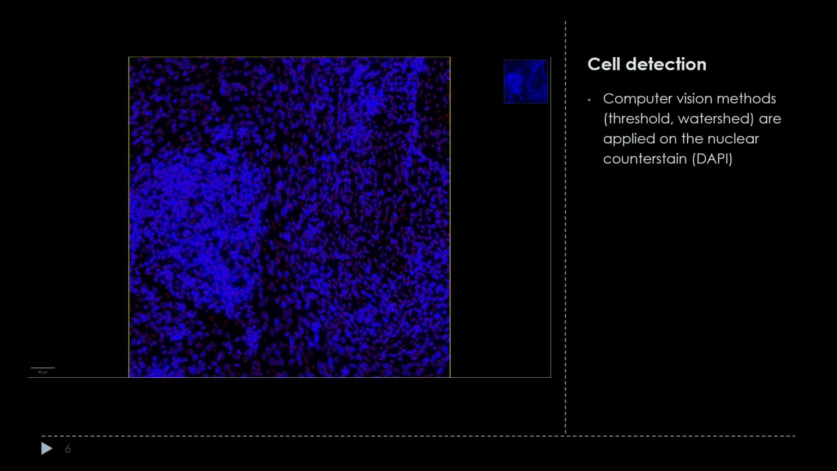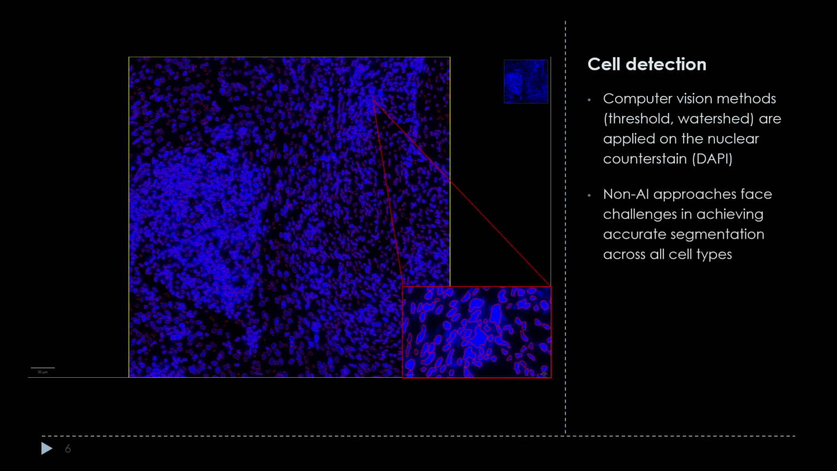So, common to nearly all digital pathology workflows is cell segmentation. Cell segmentation is the process of digitally isolating and identifying individual cells within tissue images for detailed analysis. Historically, watershed segmentation has been used where the image is treated as a sort of topographic surface, simulating how water would fill different areas to find and outline each cell. Non-AI approaches such as watershed face considerable challenges in achieving accurate segmentations across all cell types. Variations in things like nuclear size, contrast to background, and cell morphologies can all impede the accuracy and reliability of this kind of segmentation.